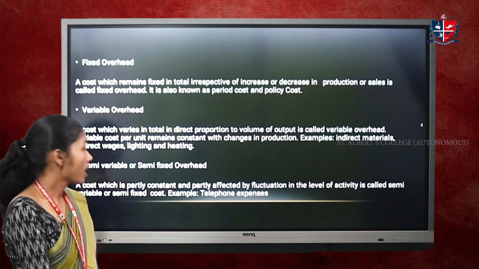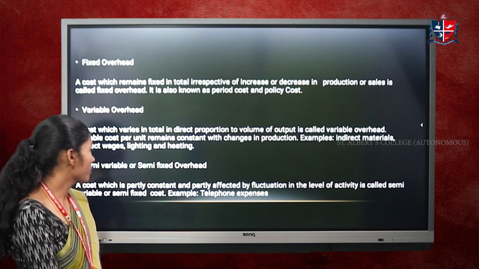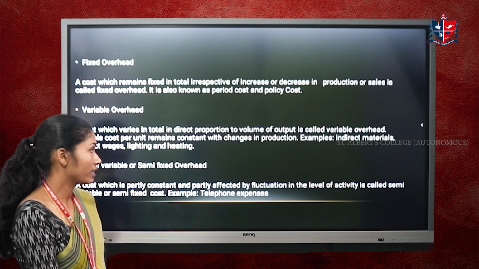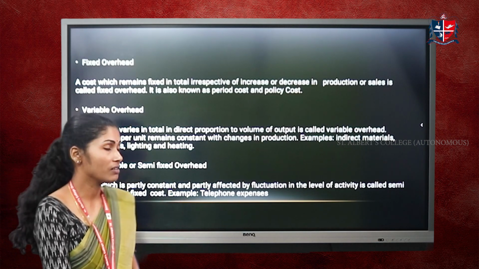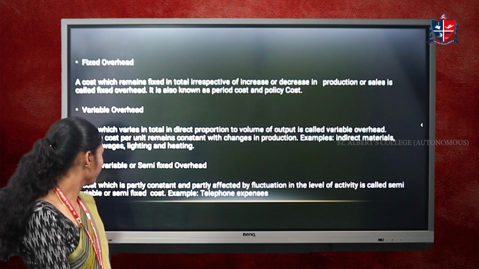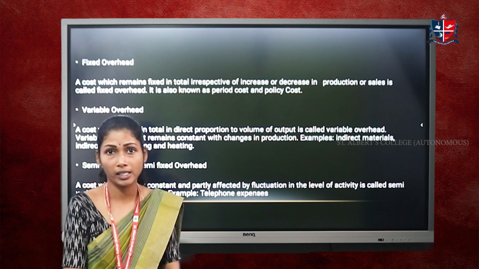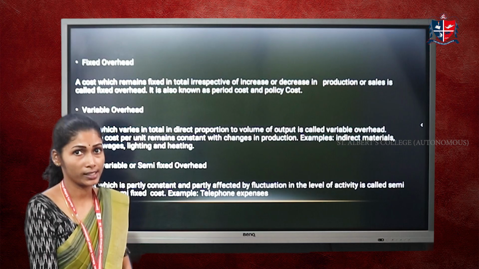Then the last one is semi-variable or semi-fixed overhead. The cost which is partly constant and partly affected by the fluctuation in the level of activity is called semi-variable overhead. The best example for semi-variable overhead is telephone expenses or telephone charges.